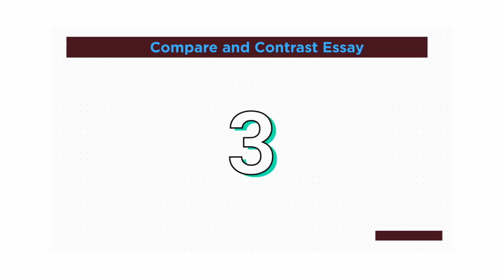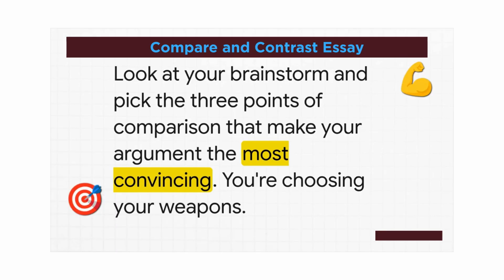Now, to build a really strong argument from all that raw material, especially for a classic 5-paragraph essay, you gotta focus. And here's a little secret. The magic number is 3. You want to pick your 3 strongest, most convincing points to build your entire case around. This is where you have to be a little ruthless. Look at everything you brainstormed and pick the 3 points that are going to make your argument impossible to ignore.